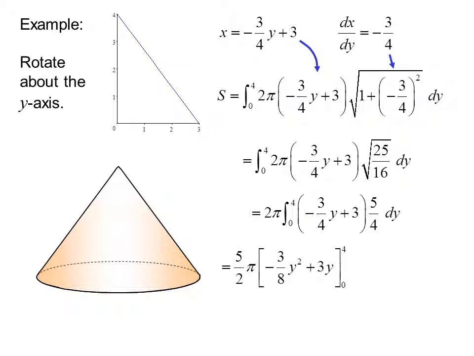The 5/4 is also a constant. And then we take the antiderivative, plug in the limits of integration, and simplify to get 15 pi as the lateral surface area.